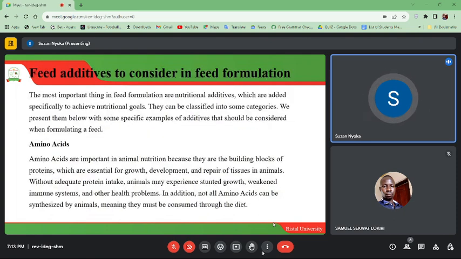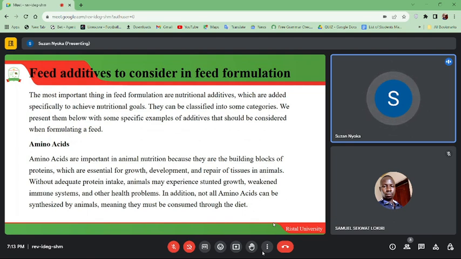Feed additives to consider in feed formulation. The most important thing in feed formulation are nutritional additives, which are added specifically to achieve nutritional goals. They can be classified into some categories. We present them below with some specific examples of additives that should be considered when formulating a feed. One is you need to consider amino acids.